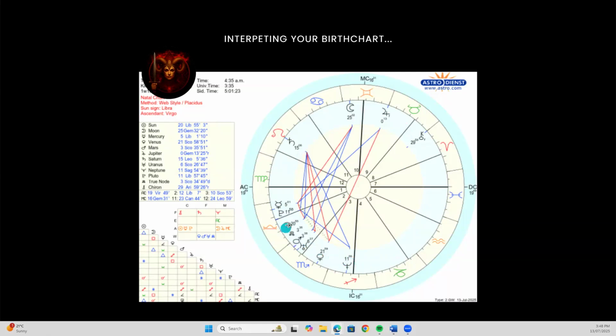So the sun is represented just here by the circle with the small circle in the middle. So that's sun, and we can see that it's in Libra, this symbol. Here is Libra, so sun is in Libra. Okay. We can see that the ascendant is in the sign of Virgo, and we can see the moon up here is in the sign of Gemini.